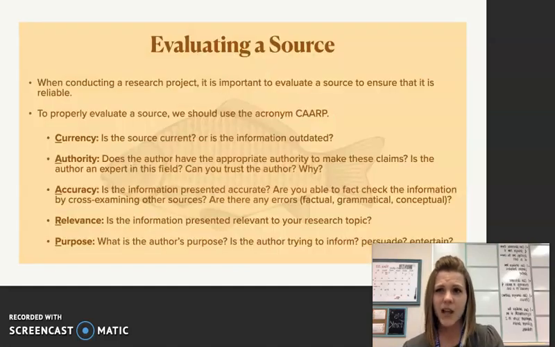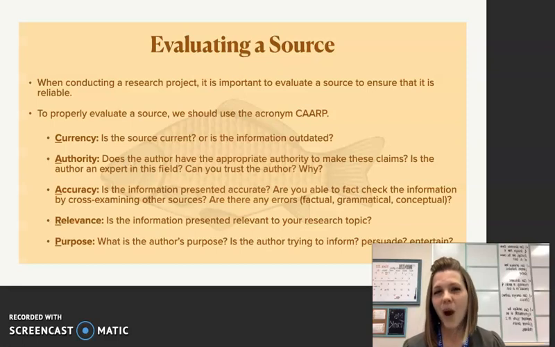The first thing I want to talk to you about is evaluating a source. So let's say that we are gathering research to use in a piece of writing or a project. Before we can just use any old source, we need to make sure to evaluate it so that we know that that source is reliable.